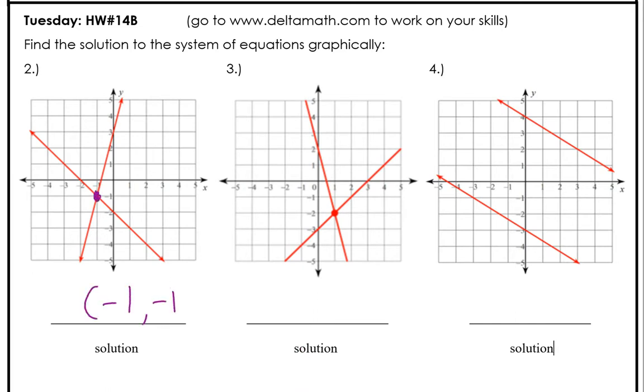-1, -1. And a point that is on both lines or satisfies both lines here would be the ordered pair 1, -2. And you'll see in question number 4 that these lines don't share any points in common. So there is actually no solution because there is no point that satisfies both lines.